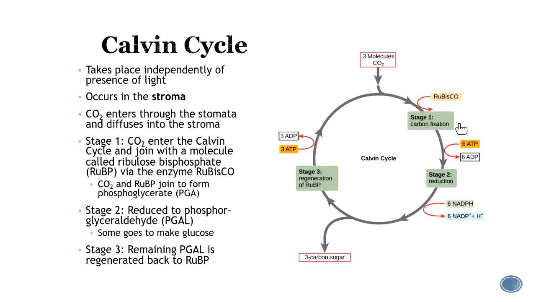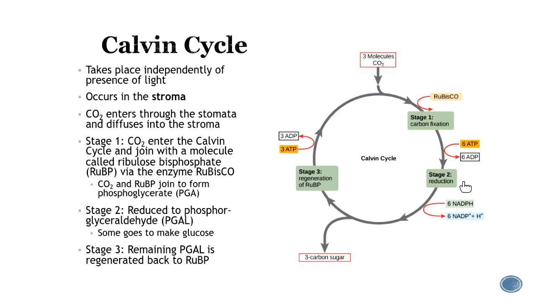So pretty much we're taking the CO2 and adding it onto this RuBP molecule, just kind of like we added oxaloacetate to acetyl-CoA. We're going to go through the process of reduction because we need to get rid of those electrons that we harvested in the first part.